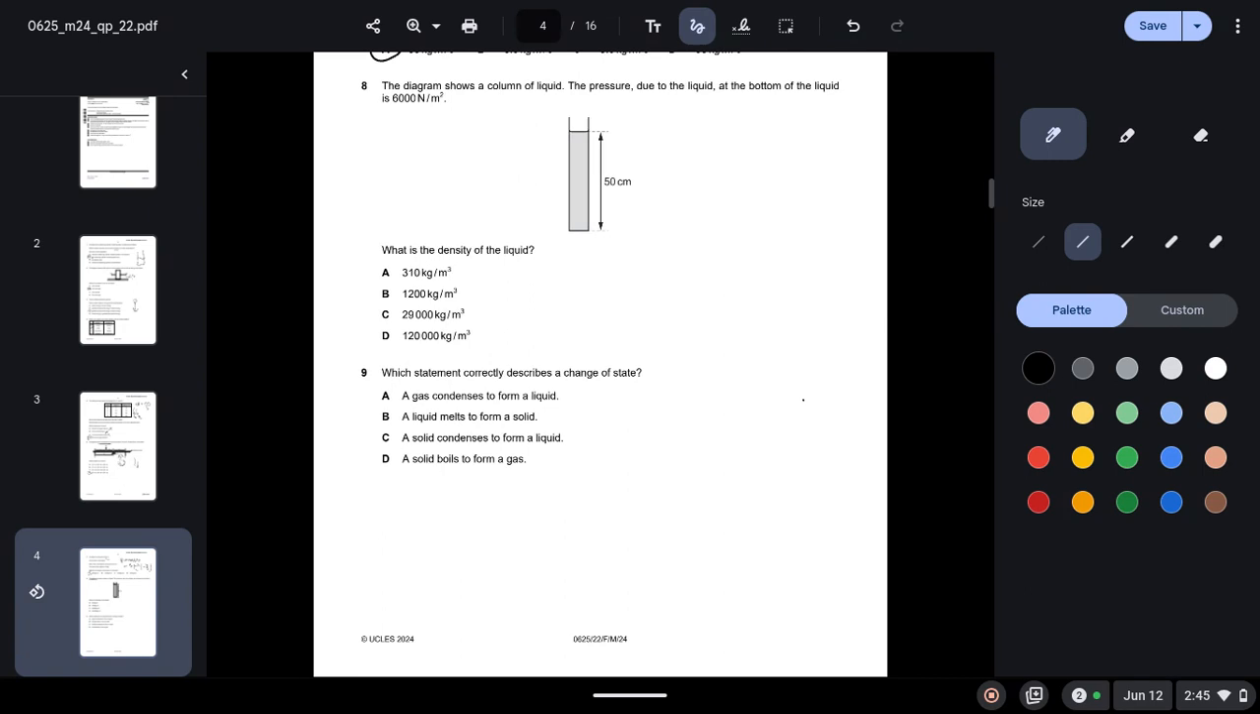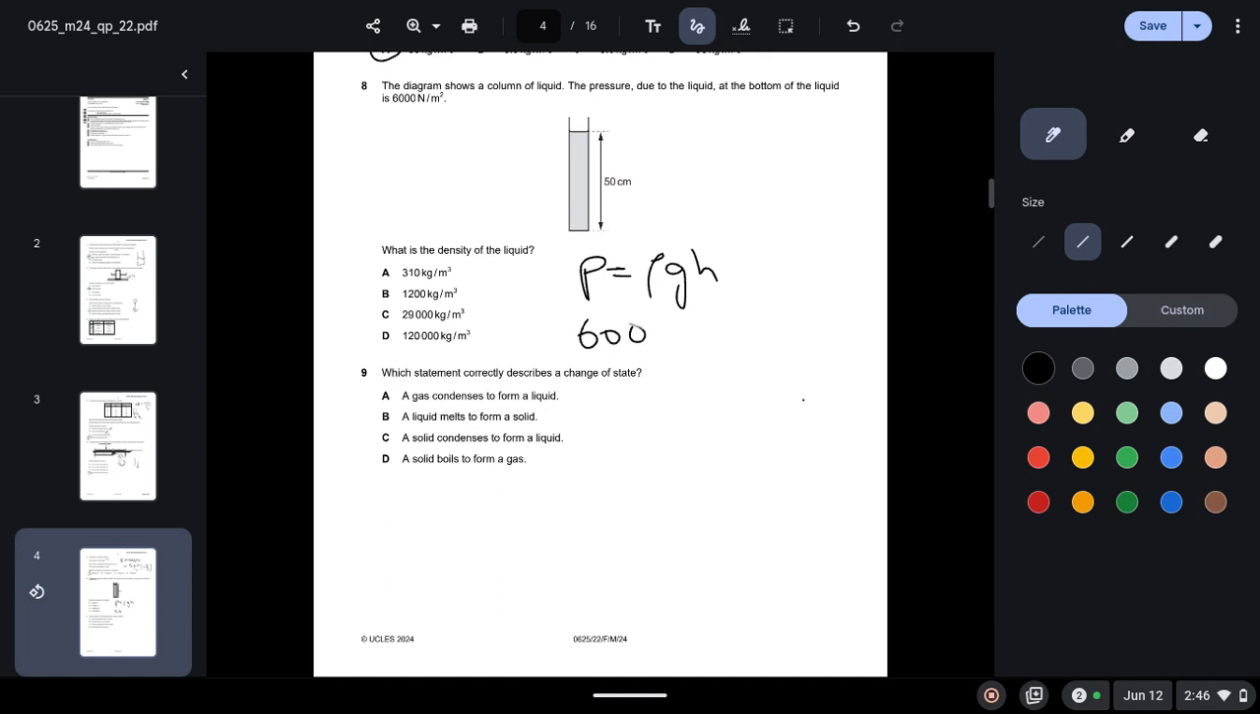The diagram shows a column of liquid. The pressure due to the liquid at the bottom of the liquid is 6000 newtons per meter squared. What is the density of the liquid? So we know the formula for pressure exerted due to a liquid is pressure equals rho g h, where rho is your density and we have to find out the density.